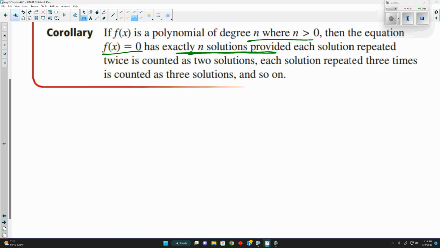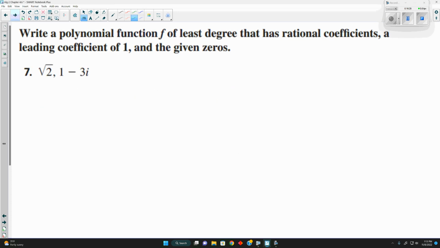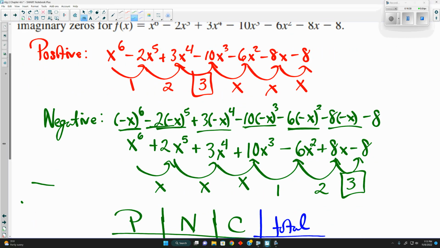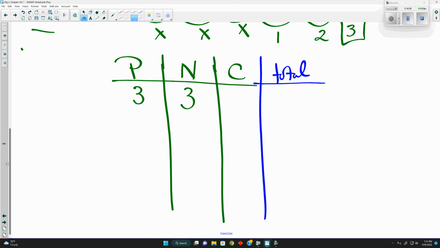So if we look back at this one here, the degree is 6. So the number of solutions we should have, positive, negative, and complex, should be 6. So if I put the total, it should be 6. Well, if I have 3 positive solutions and 3 negative solutions, how many do I have total? 6. Am I missing any? So the number of complex is 0, because going across this line, they should equal 6.